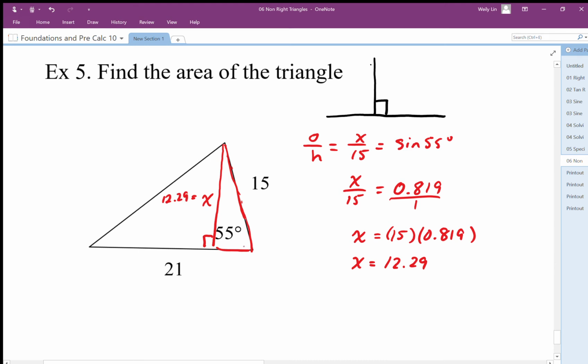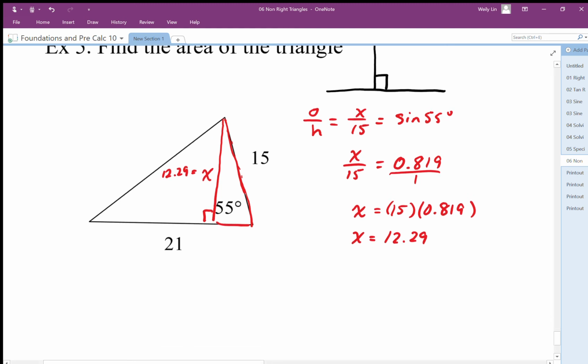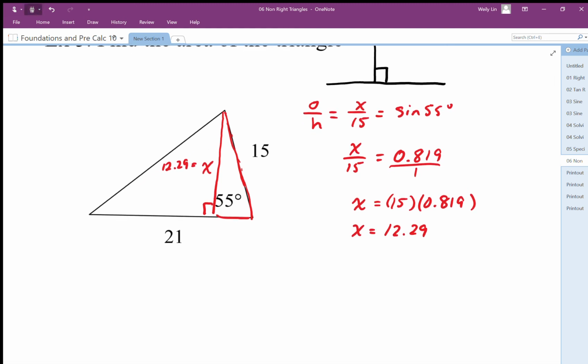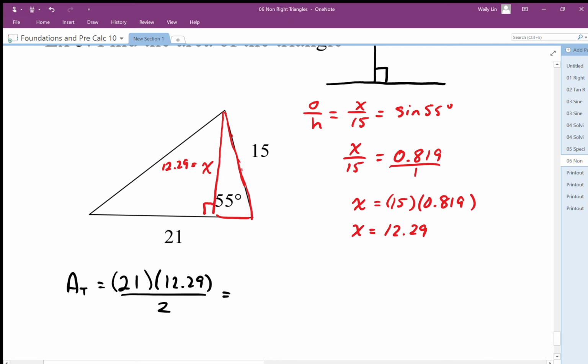I have my base here of 21, so I can then calculate the area of a triangle by length times height, base times height divided by 2. So my area of the triangle is equal to the base of 21 times the height of 12.29. Again, the height has to be the 90-degree height, it can't be the 15 here. And then dividing it by 2 will give me the number of squares that make up that space.